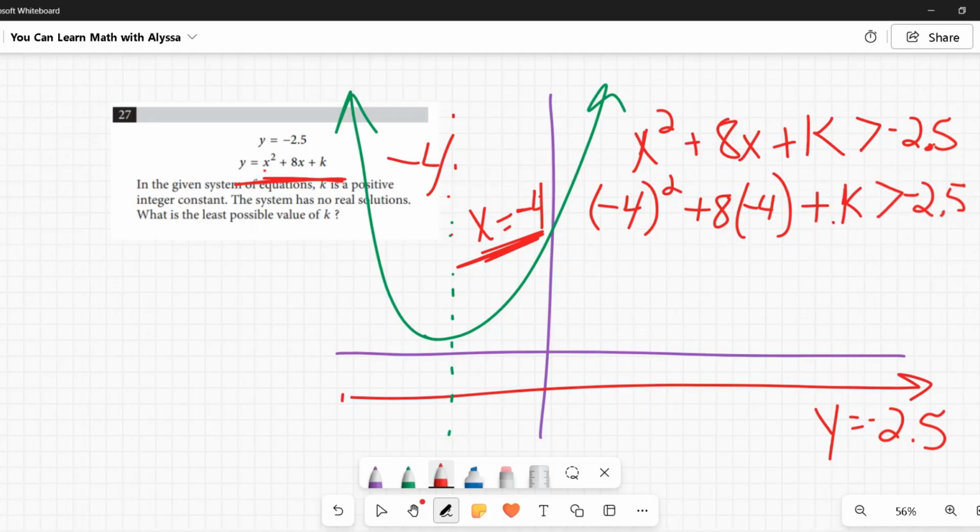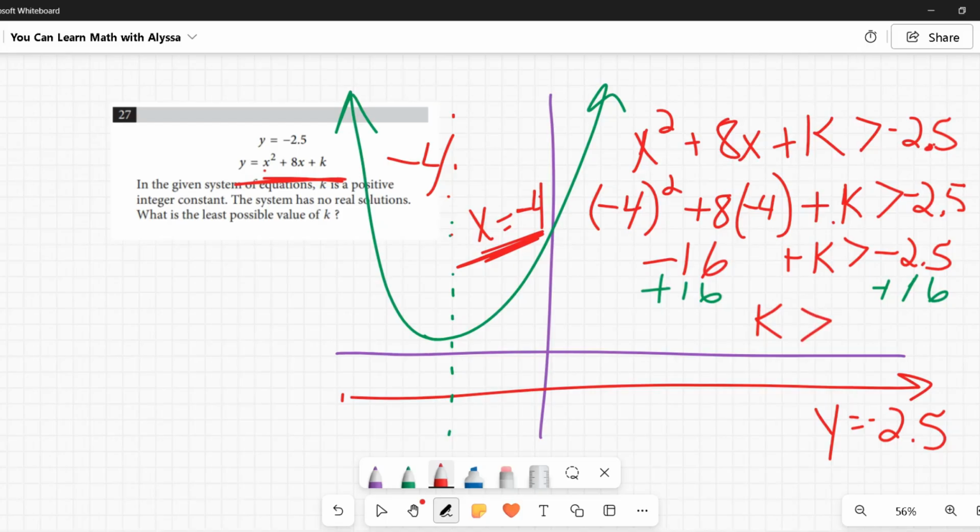Let's do this math and figure out what k needs to be. Negative 4 squared is 16. 8 times negative 4 is negative 32. Plus k must be greater than negative 2.5. 16 plus a negative 32 is negative 16. Now to solve for k, since it's negative 16, I'm going to add 16 to both sides. So on the left, I just have my k, and greater than negative 2.5 plus 16 is 13.5. So k has to be greater than 13.5.